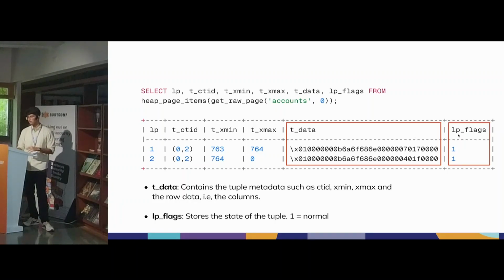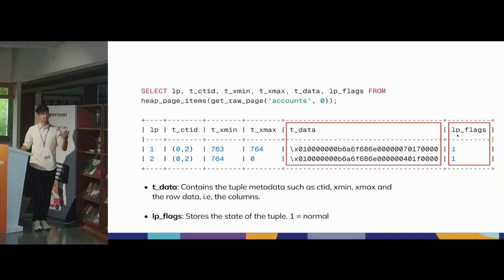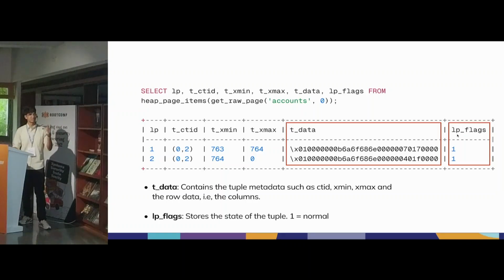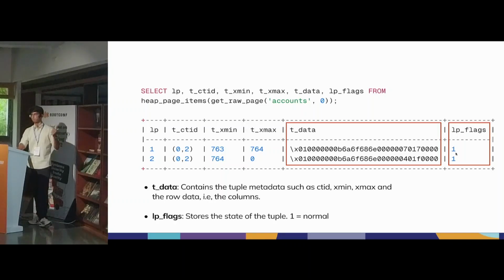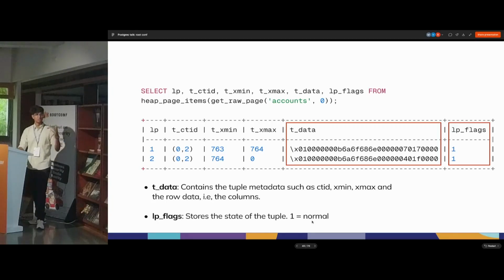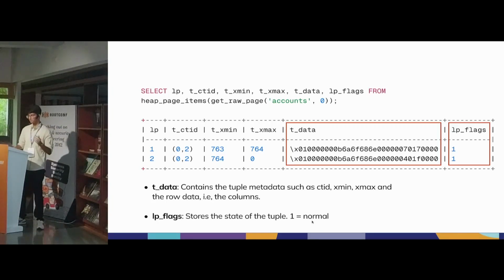The LP flag is a bit interesting. We'll come to it again in a bit, but basically the LP flags column marks the state of the tuple, whether it's dead, alive, or more states that we'll look at later. In this case, LP flag of value 1 means that the tuple is still alive. It's basically equal to normal. Normal means the tuple is live and it can be read.